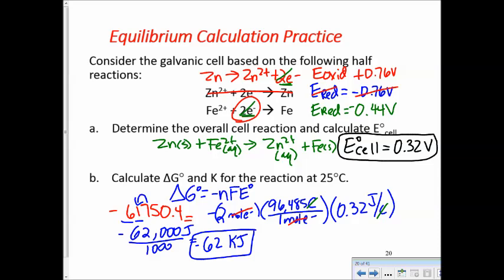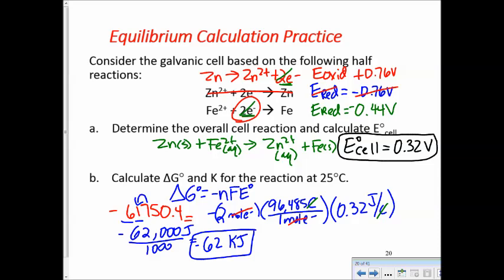That makes sense, though, because the E cell is positive. So the delta G should be negative, correct? The E cell is positive. Delta G should be negative according to our spontaneity rule, where it's spontaneous. If delta G is negative, E cell is positive.